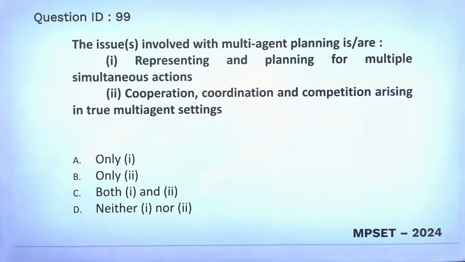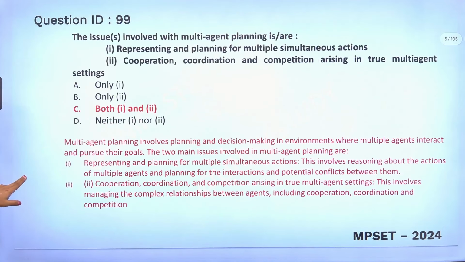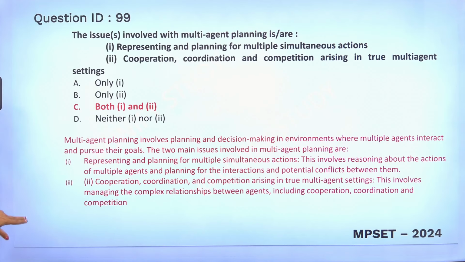Representing and planning for multiple simultaneous actions is about multi-agent systems. Cooperation, coordination and competition arise in true multi-agent settings. 75% correct answers. Yes, both are correct here. This is about multi-agent. Both are correct.